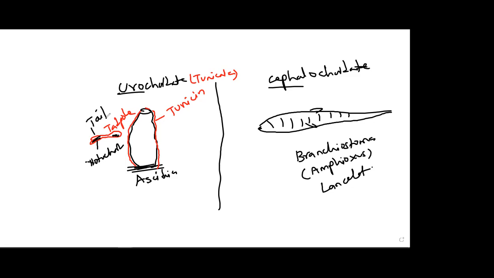Sir, can you repeat those again? Yes. In these animals, adults don't have any notochord. Notochord is lost during the development or metamorphosis. But notochord is confined only to the tail of the larva. As the notochord is confined to the tail, meaning Uro, the name given is Urochordata.